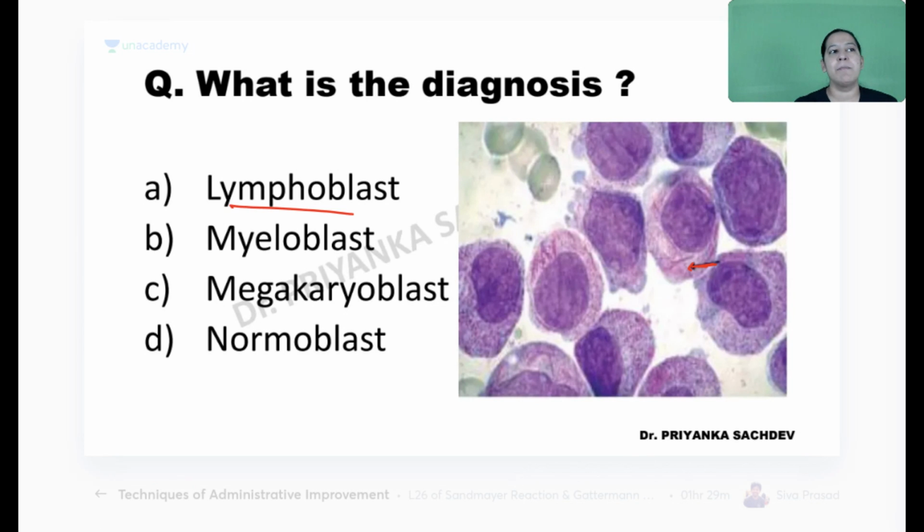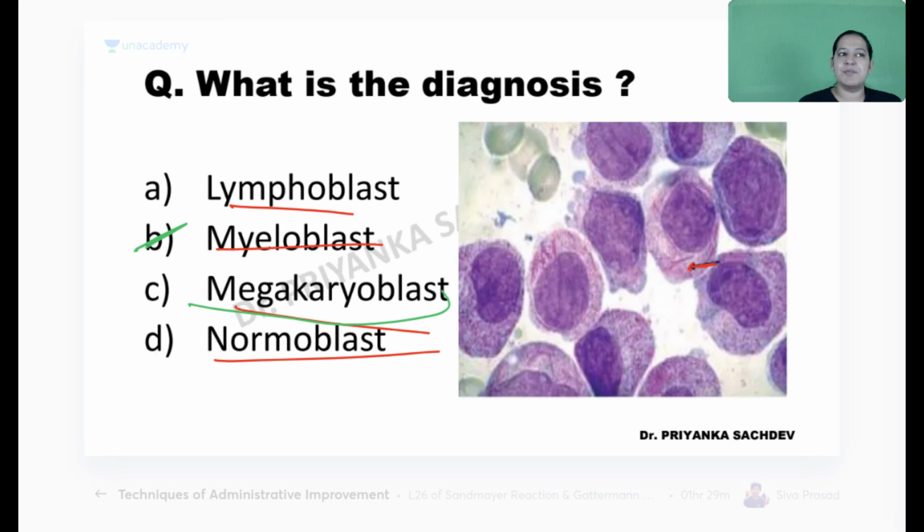Is it a lymphoblast? Is it a myeloblast? Is it a megakaryoblast or is it a normoblast? What is it? Most of you are right. Karthik, Manjusha, and Lucifer are first to answer it correctly. So the correct answer here is myeloblast. Correct answer here is B. Why is it a myeloblast?